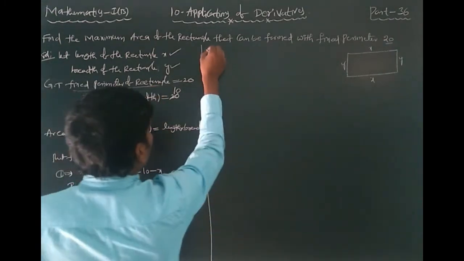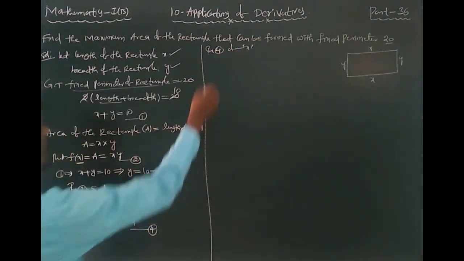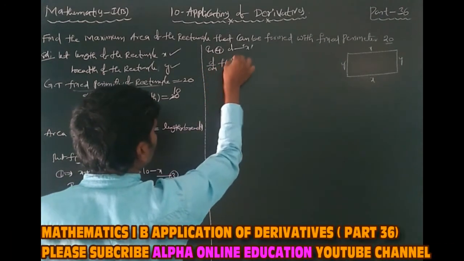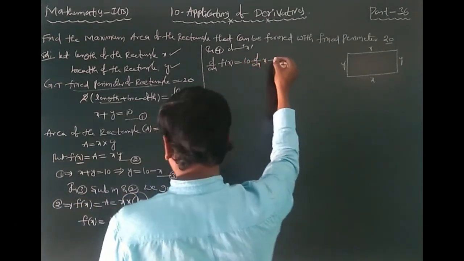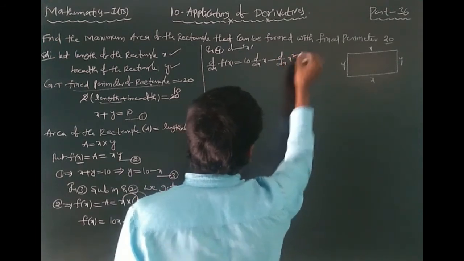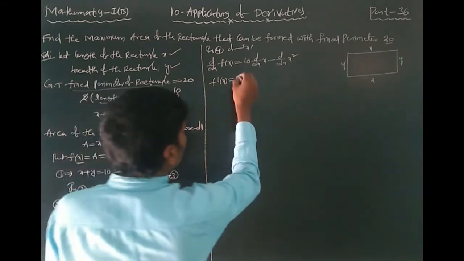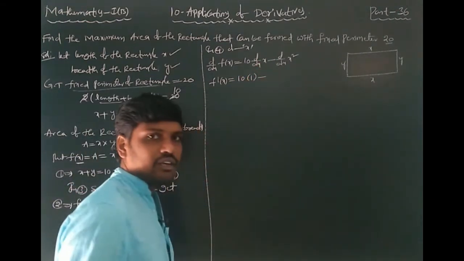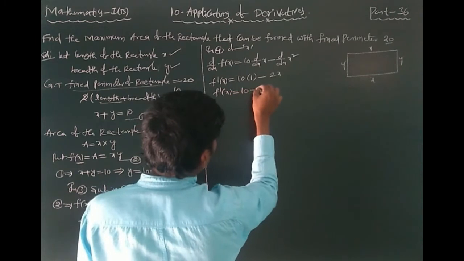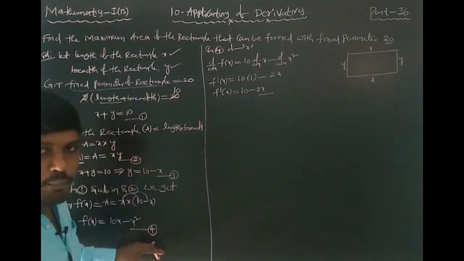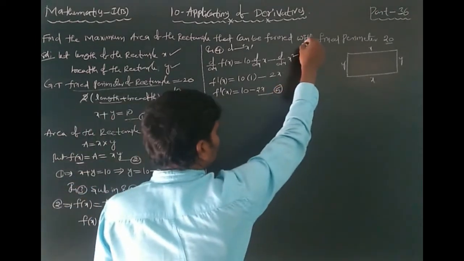Next, derivative. In equation 4, take the derivative on both sides with respect to x. d by dx of f of x is equal to 10 d by dx of x minus d by dx of x square. What is the derivative? f dash x is equal to 10 into derivative of x which is 1, minus derivative of x square which is 2x. Then f dash x is equal to 10 minus 2x. This is equation 4 completed, and we have to take equation number 5. One condition is there, write down that condition. What is that condition, students?